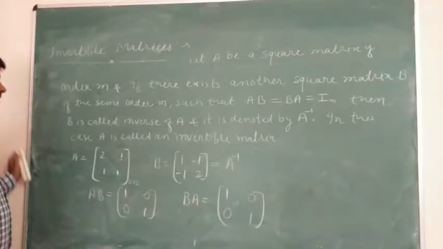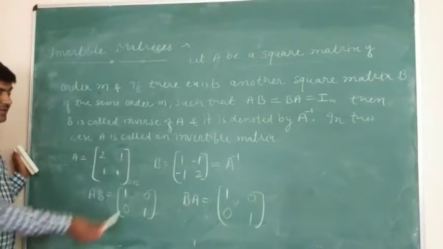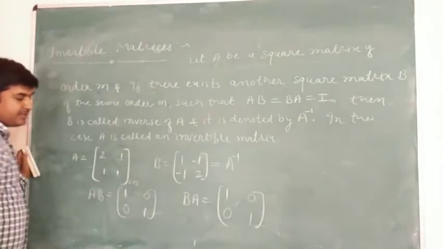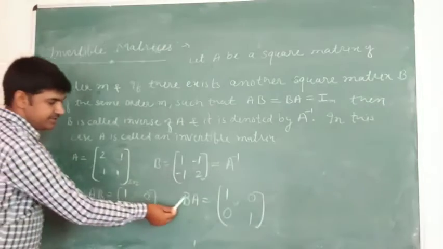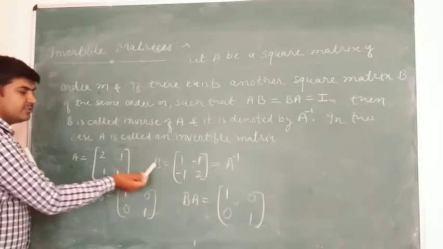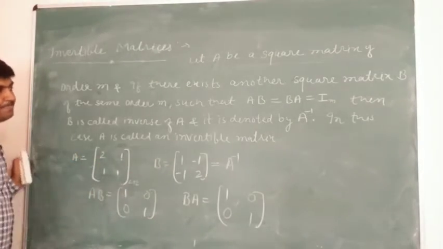Students, here we can also say that A is inverse of B, because here you see BA is equal to AB is equal to identity matrix. Therefore A is inverse of B and B is inverse of A.